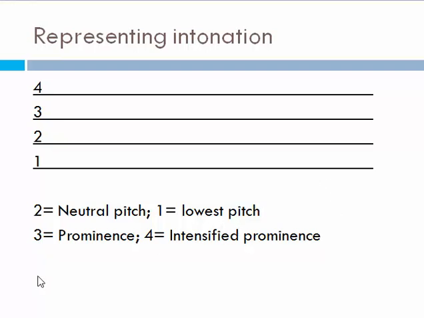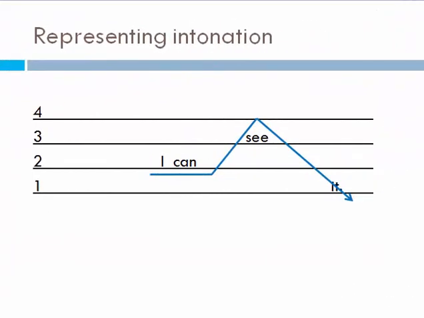Let's take a look at an example. So here I have a sentence. I can see it. I can see it. In this case, we have a statement, and you can see that your voice goes down at the end, falling intonation. I can see it. So we have our neutral pitch, we have our prominence, and then we have our lower pitch.